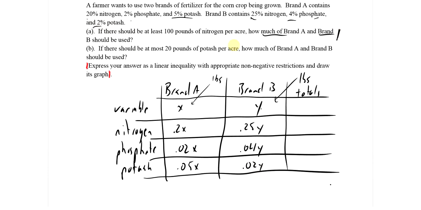Part A says at least 100 pounds of nitrogen. So at least means you need more than that, greater than. So for nitrogen, you need greater than or equal to 100. At most 20 pounds means you can't have more than that. You have to have no more than 20 pounds. So however many pounds of potash you have has to be less than or equal to 20. And this is for part A, this is for part B.